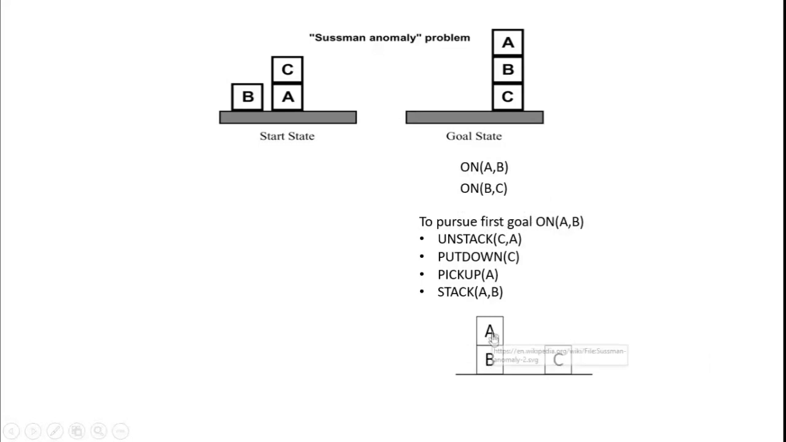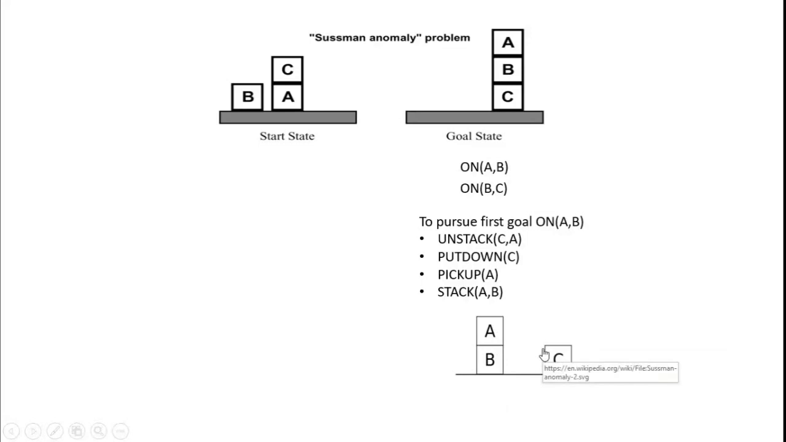What can I do? First I need to unstack. Unstack A comma B, then put down A. Unstack kar liya, A ko table pe rakha, phir B ko uthaya, pickup B, stack B comma C, B ke upar C daal diya. I achieved the second goal, but only after disturbing the first goal. I could not achieve the second goal without disturbing the first goal.